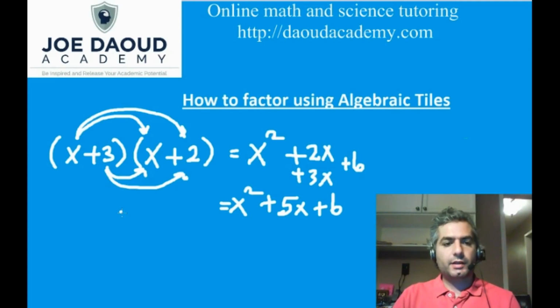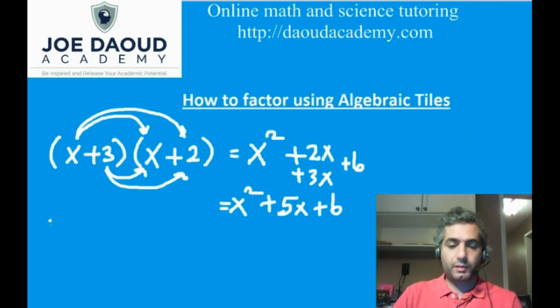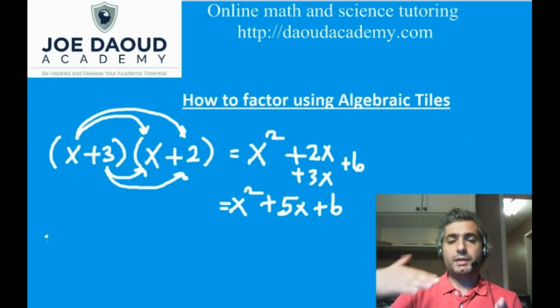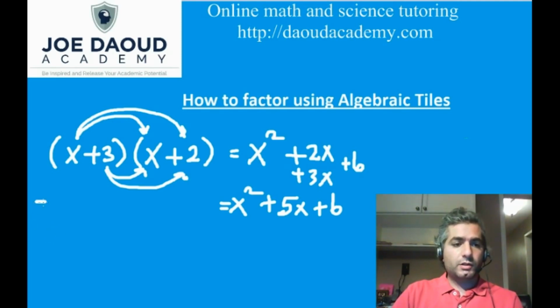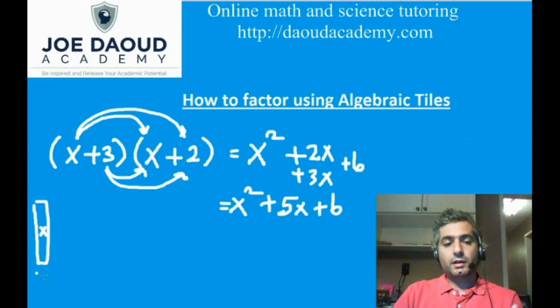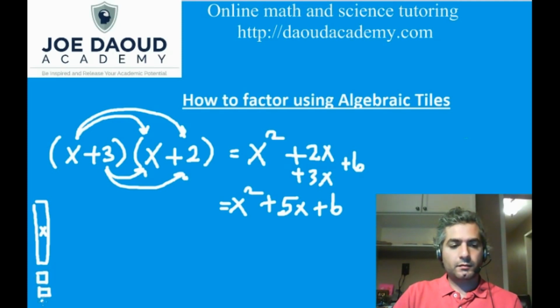Now, how can we generate this using algebraic tiles? We're going to do this very quickly, similar to what we just did in the previous step. One column is going to be our expression x plus 3, and then we're going to have a row, and in that row it's going to be the x plus 2 factor. So let's start off with this, which is going to be our x, and that column represents our x. We're going to have 3 individual blocks. Okay, and then on our top row, let me just move this aside a little bit here.